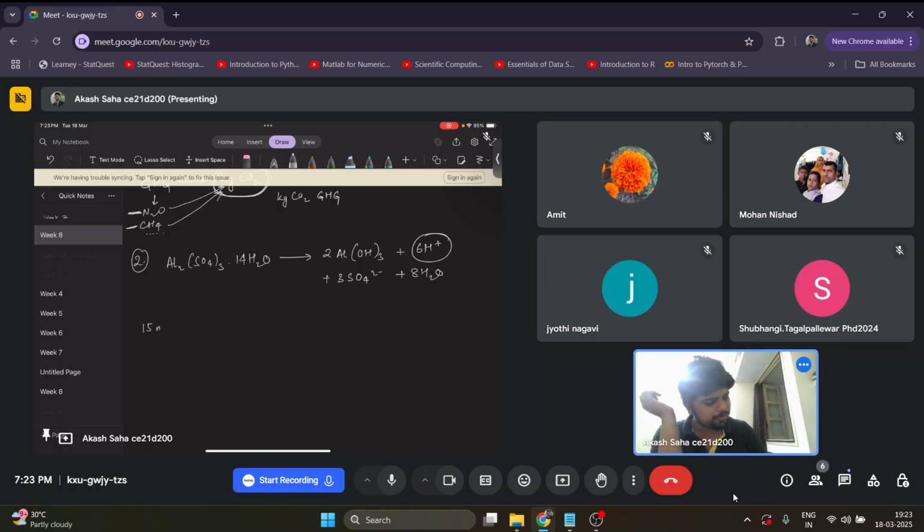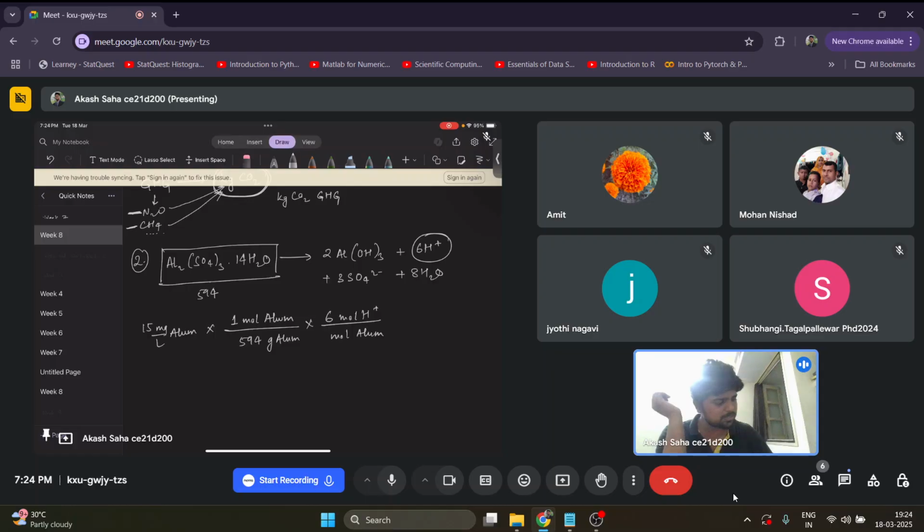So we have 15 milligram per liter of alum, and 1 mole of alum. What is the weight of alum? If you find out the molecular weight of this, it will be 594. So it is 594 gram of alum, and we have 6 mole of H plus per mole of alum. So 1 mole of alum will give 6 mole of H plus.